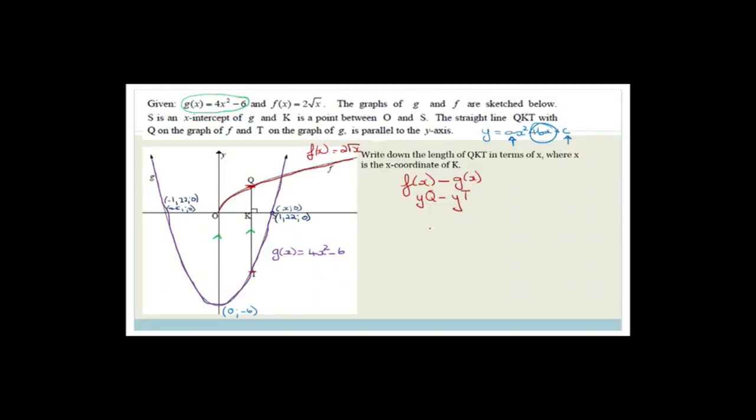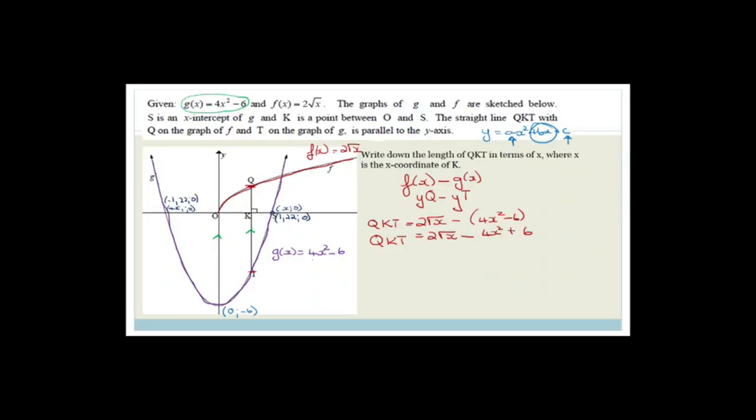But f of x can be written as 2 root x minus g of x, which is 4x squared minus 6. And you guys need to actually be careful about these brackets, because if you leave them out, you might get the minus incorrect. So this becomes 2 square root x minus 4x squared plus 6. Okay, and that is the end of this question.